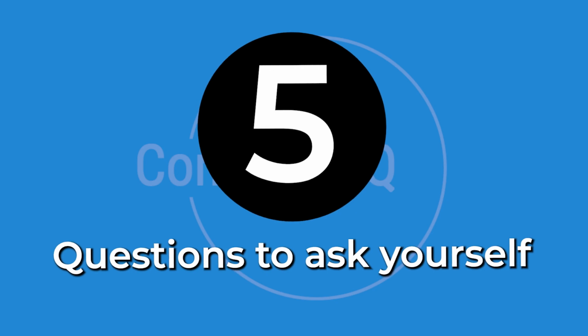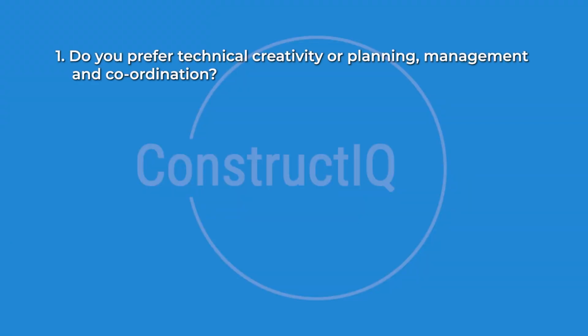So what are 5 questions to ask yourself if you're considering a career as a construction project engineer? Number 1 is, do you prefer technical creativity or managing and administrating work? Number 2 is, what work environment suits you better? Do you prefer working in an office, or do you love being out and about on site and getting to spend lots of time out of the office?